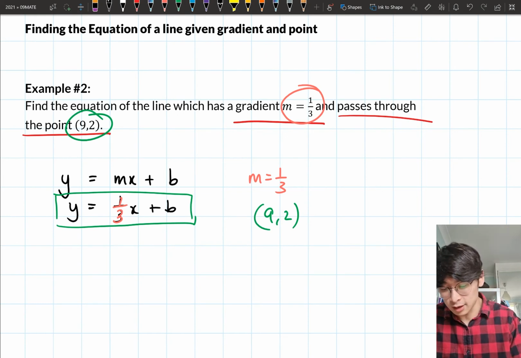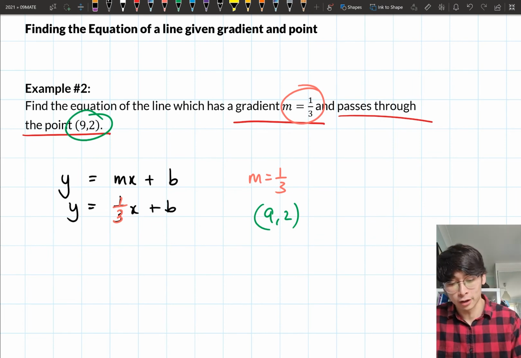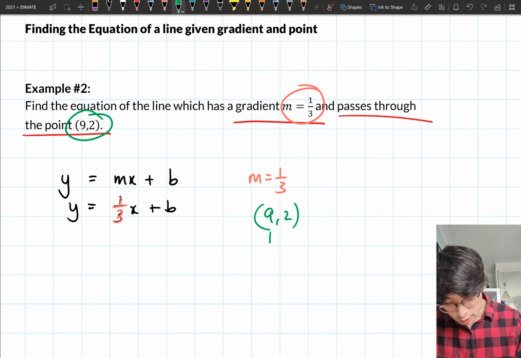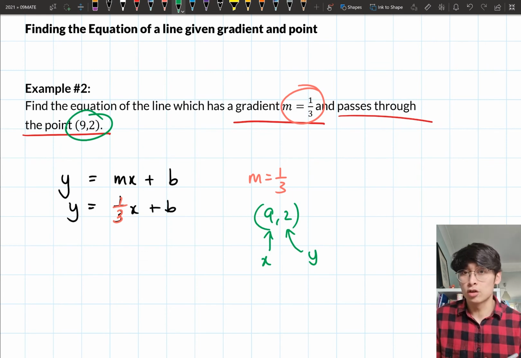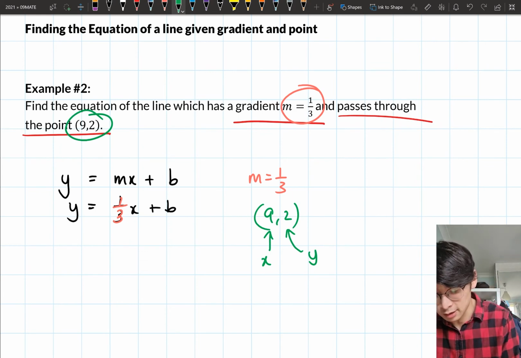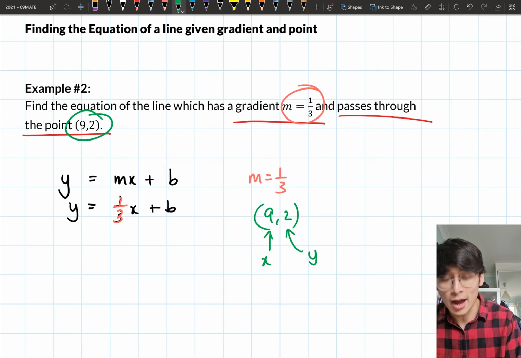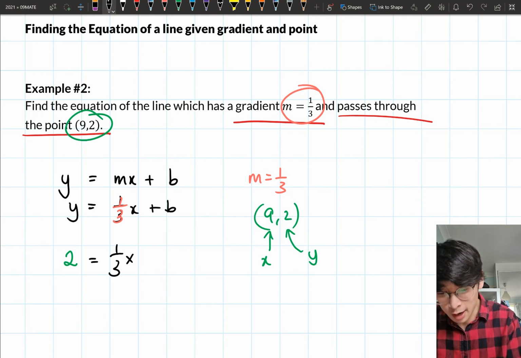So when I substitute this, let's just identify what we need to do. Well, we need to substitute our x value and our y value. In our coordinate, our 9 is our x value, and our 2 is our y value. So I'm going to substitute 9 for x and 2 for y. So here y is equal to, on my left hand side I have y, so I'm going to write 2 is equal to 1/3 times 9 for my x value plus b.